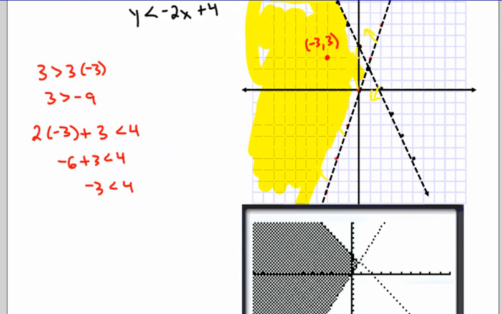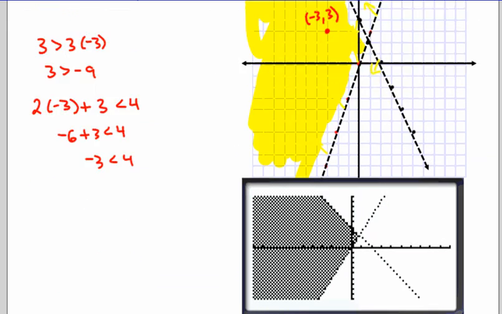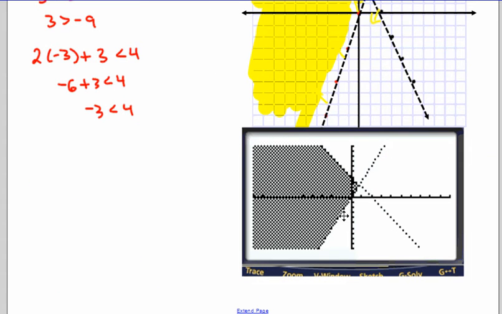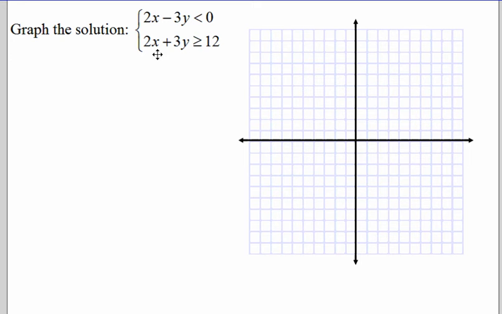All right, something like this you should never miss on the calculator. Okay, look also how the calculator does dashed lines. Because we did less than and greater than, there were no equal signs. Okay, let's try another one. Let's do this one right here. So we'll do it by hand first, and then we'll check it with the calculator.